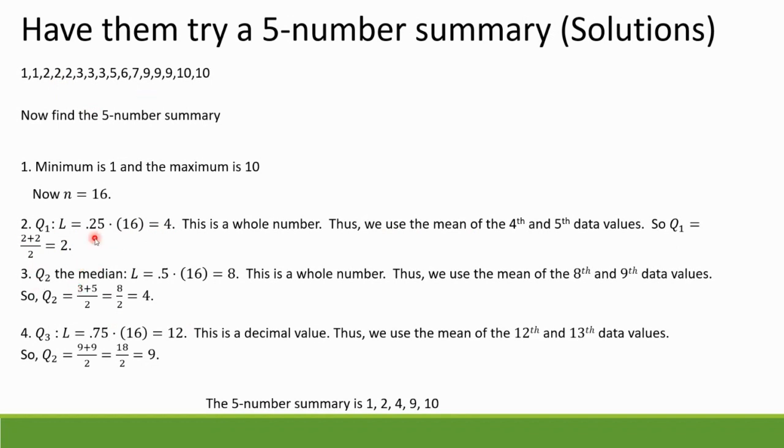For the median, same idea, except instead of 0.25, we use 0.50. 0.5 times 16, we know, is 8. And this is a whole number as well. So we're going to use the 8th and the 9th data values. And what are they? Well, if you went up here and looked, you would have 1, 2, 3, 4, 5, 6, 7, 8, and 9. So it's 3 and 5. 3 plus 5 is 8. So the average, 8 over 2, is 4.